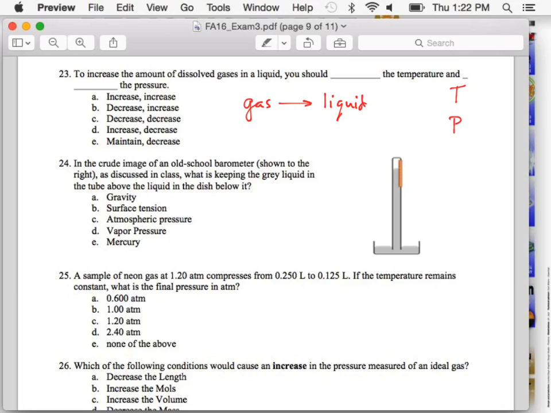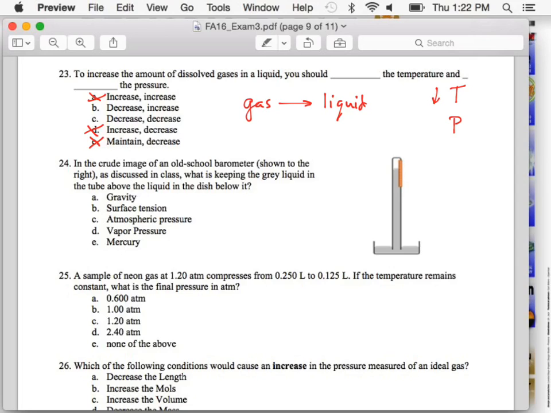I cool it down. I remove heat from it, which would mean the temperature drops. So what should I do to the temperature? Decrease. A is wrong. D is wrong. E is wrong. Go figure. In a multiple choice, both the next options were available. But at least based off of that, you've narrowed it down to a 50-50. Because now we move into the pressure, and I would argue the pressure is a harder one to work with.